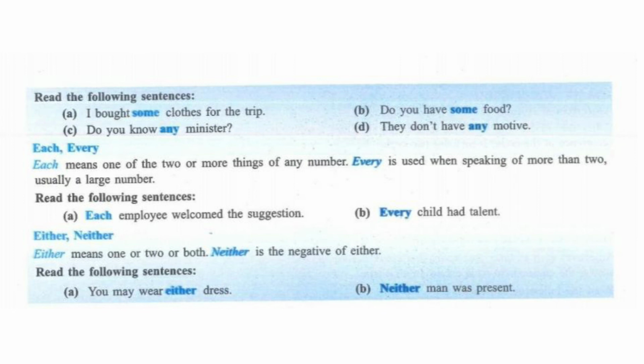So here we see that each and every, either and neither are used in sentences to determine the noun. Each employee means every employee welcomed the suggestion. Every child had talent. So here is how determiners are used to modify the noun and to show how the noun is being used in the sentences.